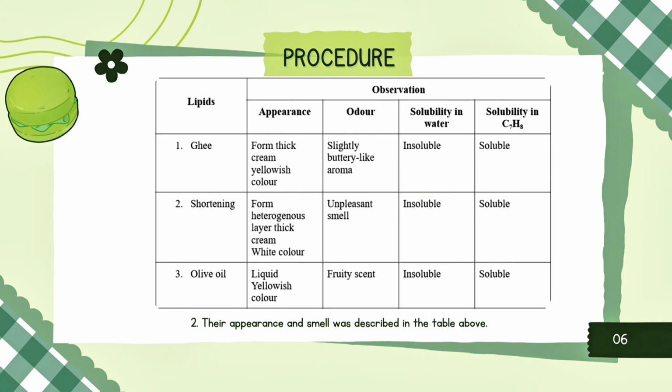So next, their appearance and smell was described in the table above. For ghee, it formed thick cream yellowish color. For shortening, it formed heterogeneous layered thick cream white color. And for olive oil, its appearance is liquid yellowish color. For ghee, it produces slightly buttery-like aroma. For shortening, it produces unpleasant smell, and for olive oil, it produces fruity scent.